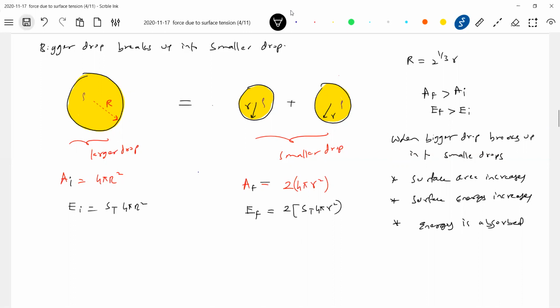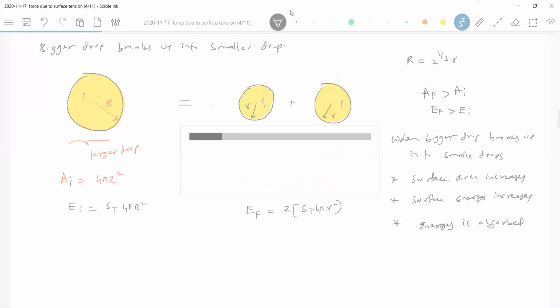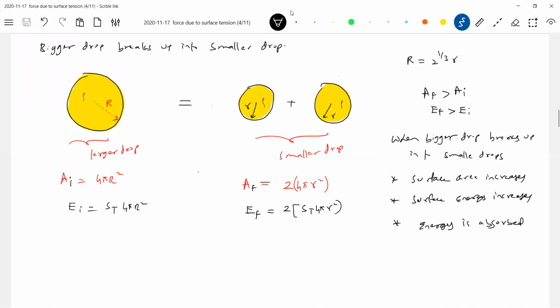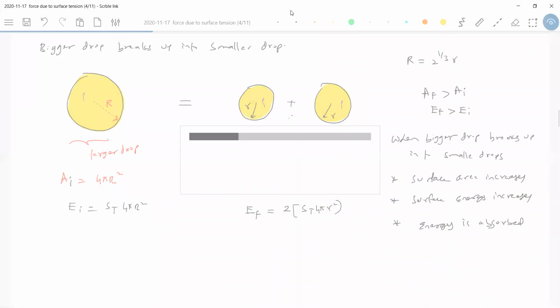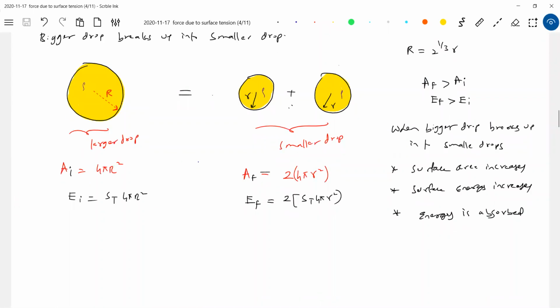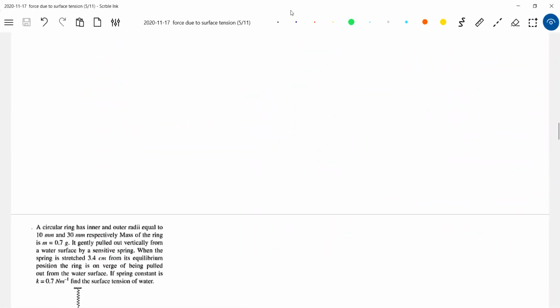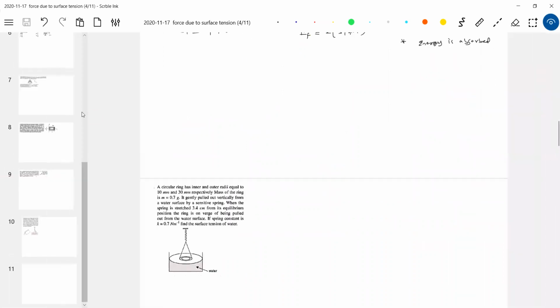So one more way of defining surface tension: if you are able to calculate the surface area, work done per unit surface area, you can define surface tension, instead of force per unit length. Not only two drops, the bigger drop can break up into n smaller drops. In that case, n should be brought here instead of 2. Okay, after this, we'll go for the next condition.